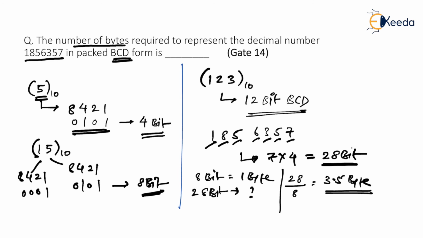So 3.5 bytes gives me the answer as 4. Practically, if you want to see how many bytes are required to represent a decimal number, then in this case it is 4 bytes. So it was very simple.